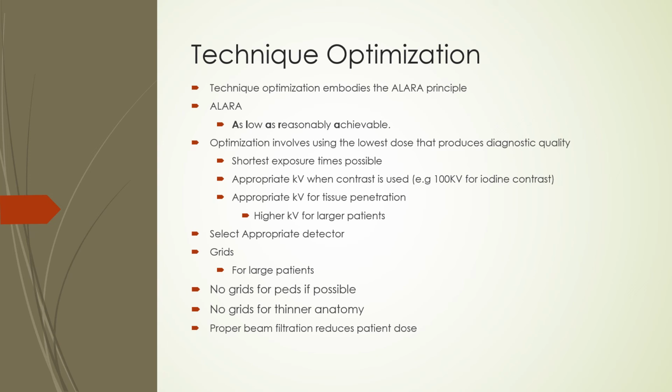Always use the shortest exposure time possible to freeze motion. Select the kV that gives the best penetration and enough mA to give a good signal to noise ratio. Adjust kV when contrast is used. For example, with iodinated contrast, a kV of 100 can be used to enhance differential absorption. Use grids when appropriate. There is no need to use grids for thinner anatomies like hands and feet.